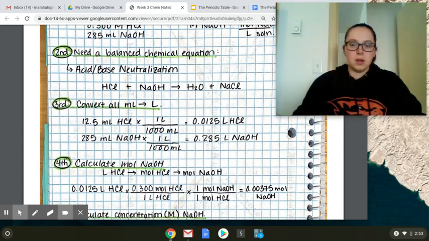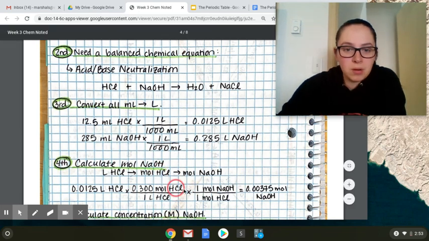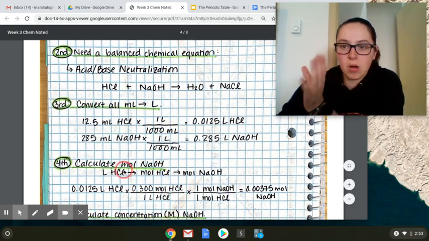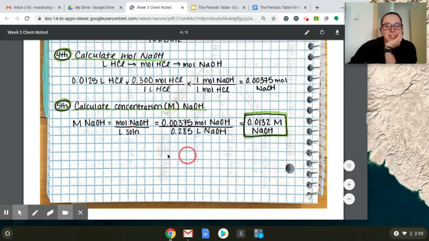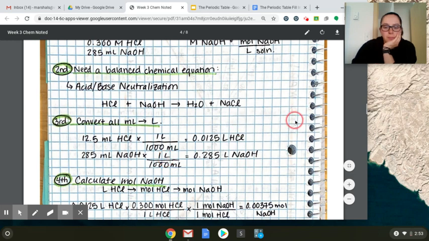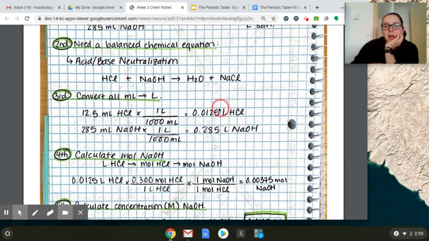Okay? So here's my plan. I wrote it down here. Remember, each arrow is its own little step. And so I'm starting with my 0.0125 liters of hydrochloric acid, and I'm going to convert that to moles of hydrochloric acid using my molarity. We did not have to flip the molarity around because liters on top are here, and then liters on the bottom here. They cancel each other out. I'm left with moles of hydrochloric acid.